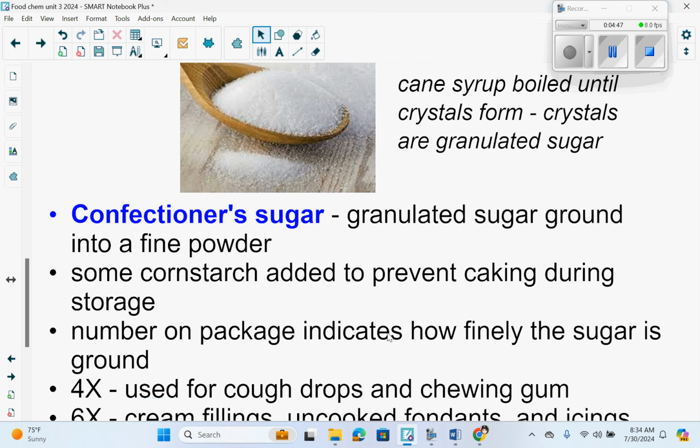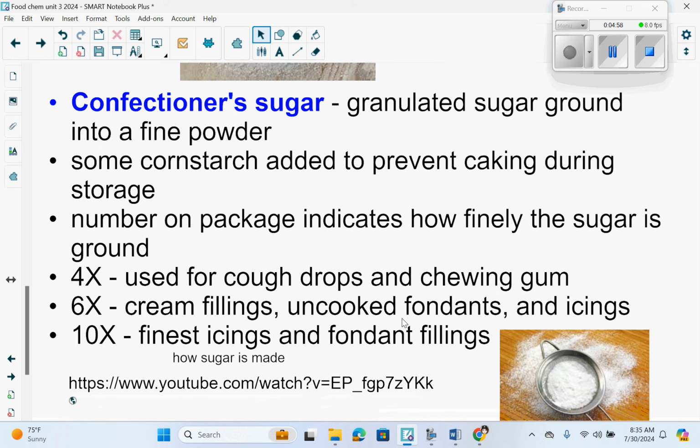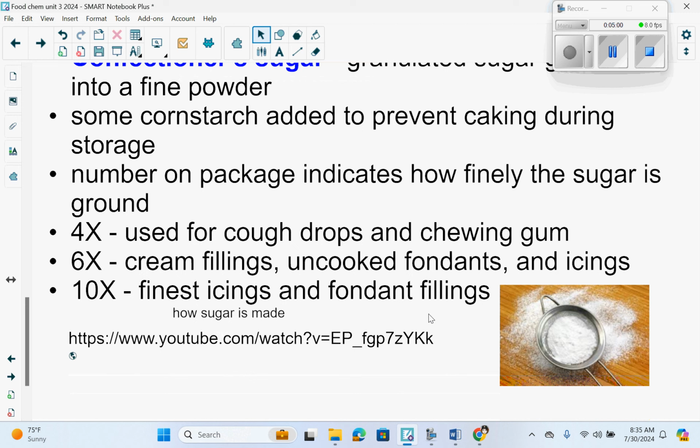Confectioner sugar. This is granulated sugar ground into a fine powder. Some cornstarch can be added to prevent caking during storage. There is a number on the package, and that indicates how finely the sugar is ground. So 4x would be used for cough drops and chewing gum. 6x would be used for cream fillings, uncooked fondants, and icings. 10x would be your finest icings and fondant fillings. If you want some more info, this video will be posted.